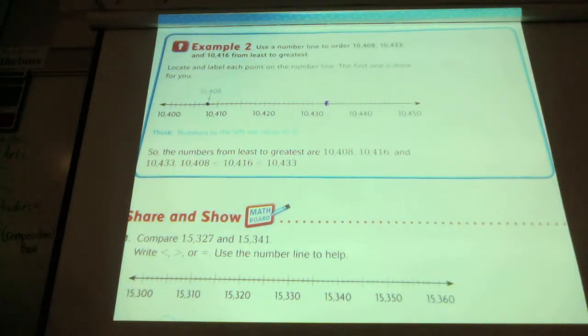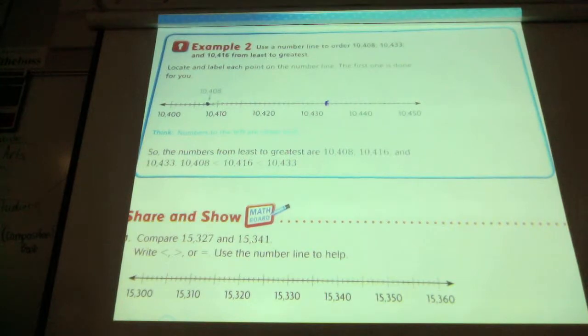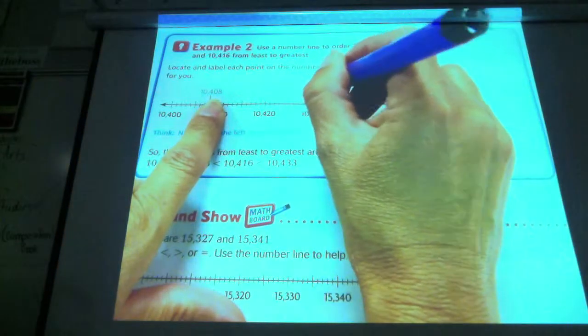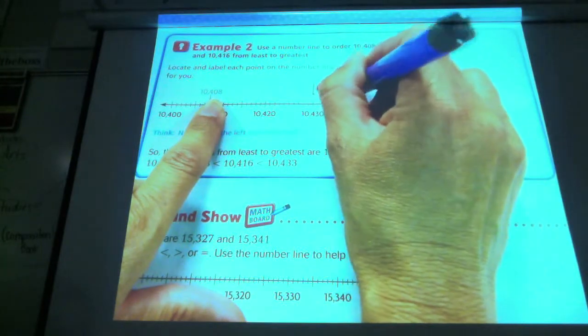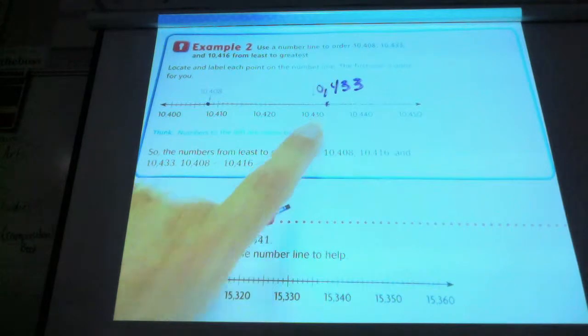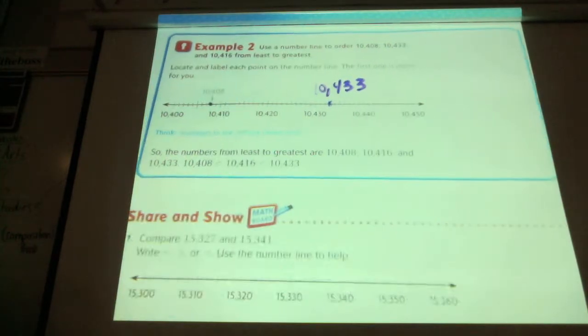Okay, so looking at these numbers now, can you tell which number is greater? Is it this one, 10,408, or 10,433? How many of you think it's this first one? How many of you feel like it's this one? Very good. So you guys understand number lines, that the further to the right it is on the number line, the greater it is.